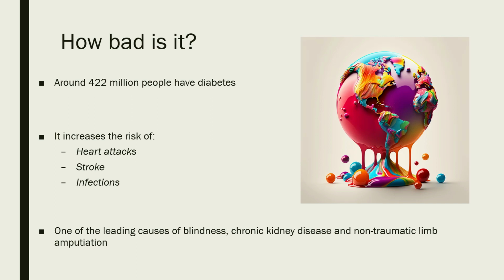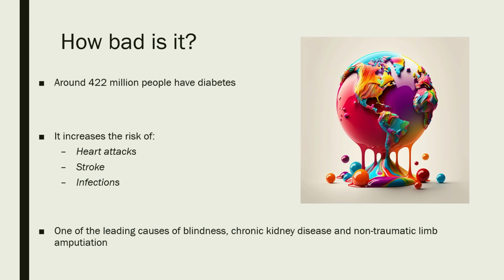Diabetes also increases the risk of other very serious diseases like heart attacks, stroke, and infections. These three things usually end up killing the patient with diabetes. Diabetes can kill the patients, but it's more frequent that it leads to these other serious diseases that take the life of our patients. And it's one of the leading causes of blindness, chronic kidney disease, and non-traumatic limb amputation.